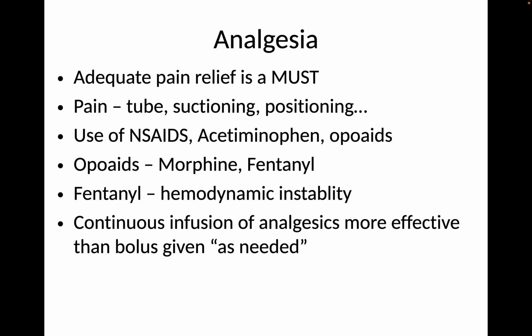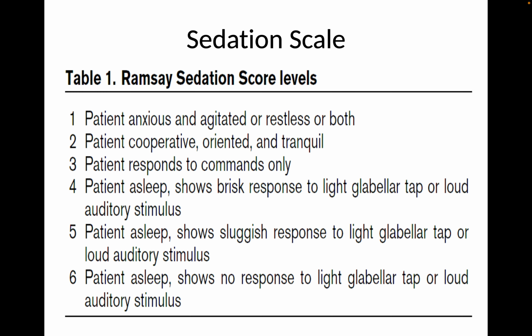Now, if you remember the mnemonic, it goes as FAST HUGS BID. So after F, of course, A comes, and it is analgesia, which is adequate pain relief, which is a must. Pain can be due to tubes, suctioning, positions, lines, and so on and so forth. Of course, use NSAIDs, acetaminophen, and opioids in appropriate cases. Morphine and fentanyl are also very commonly used in patients, especially in the ICU. And talking about fentanyl, there could be a threat of hemodynamic instability. Continuous infusion of analgesia is more effective than boluses or as-and-when-required dosing. So we need to aim for a proper dose, say an IV infusion of either fentanyl or any other opioid.